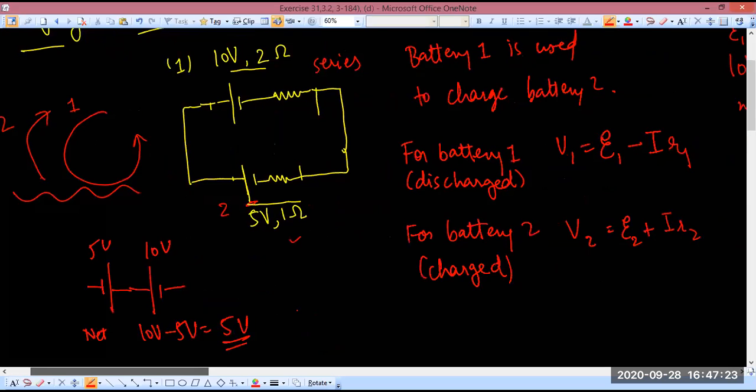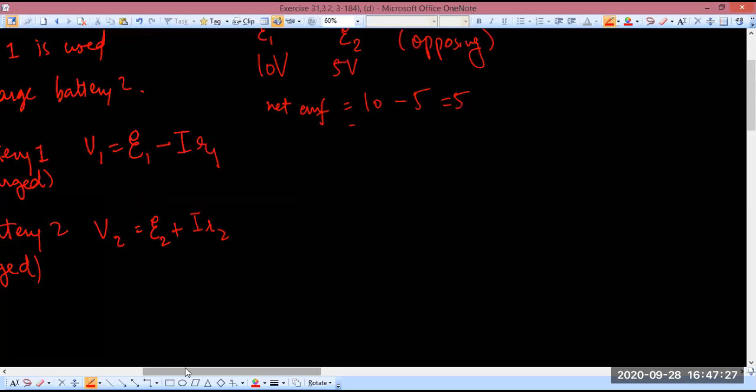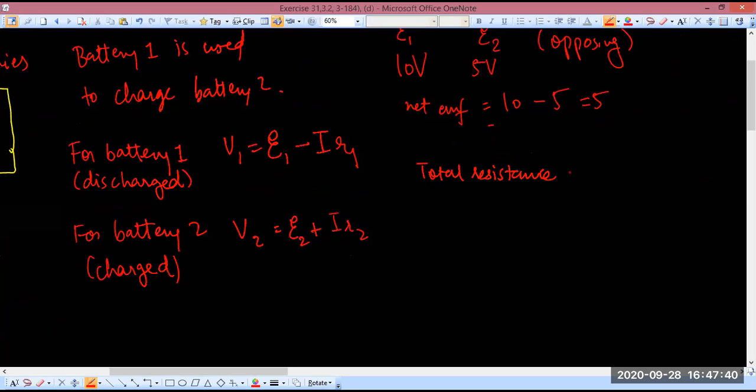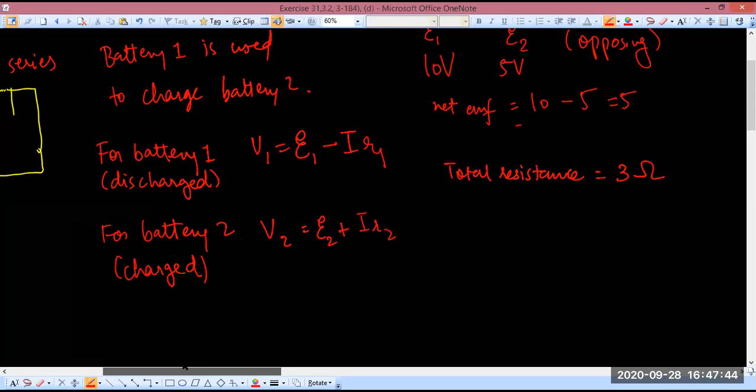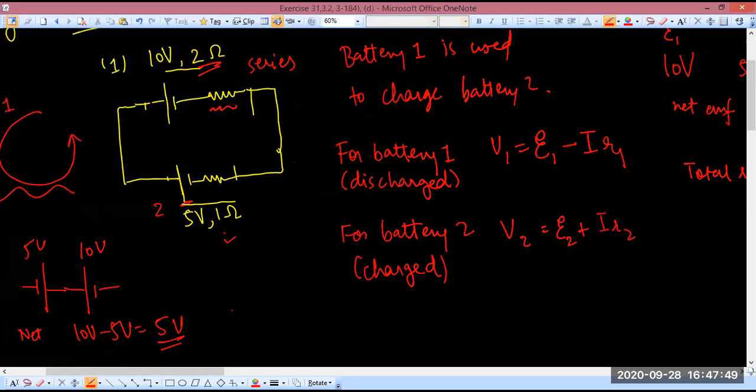Okay. And if you then have a look at the total resistance in the whole circuit, then the total resistance is of course 3 ohm. Why 3 ohm? I hope everyone understands why it's 3 ohm, because there is 2 ohm here and then there is 1 ohm here, and all that is in series.